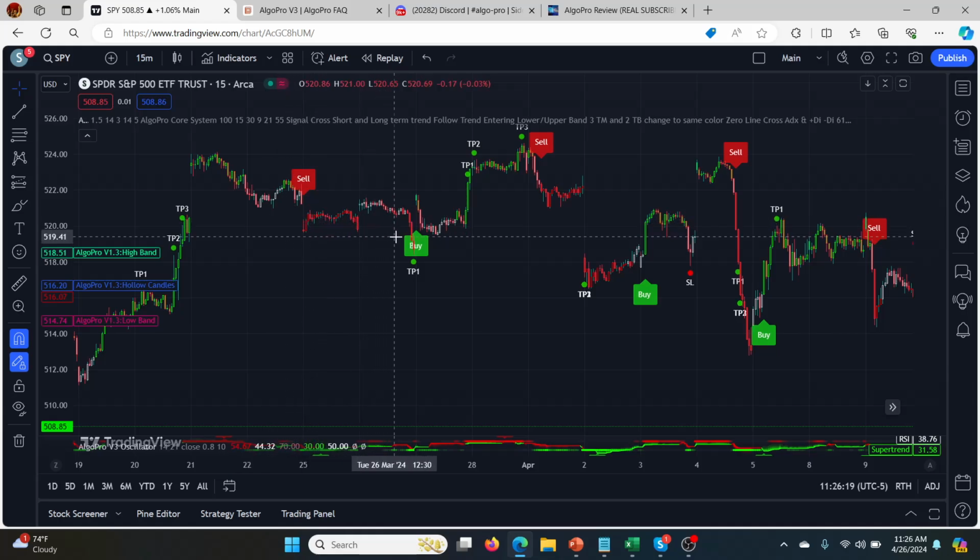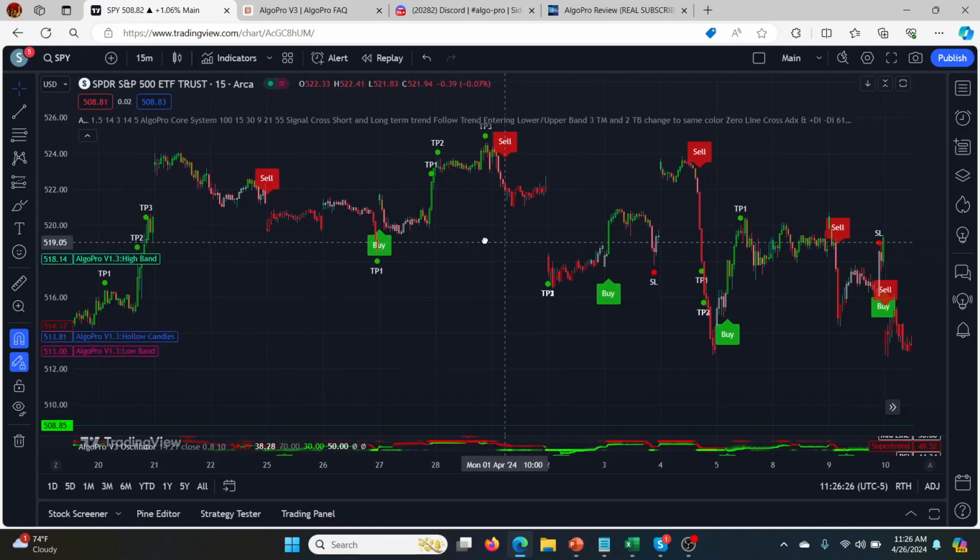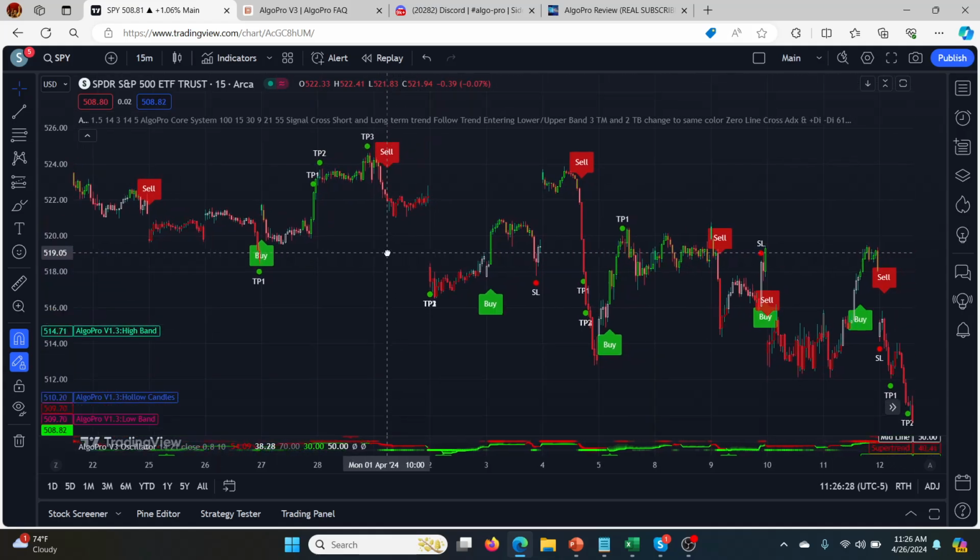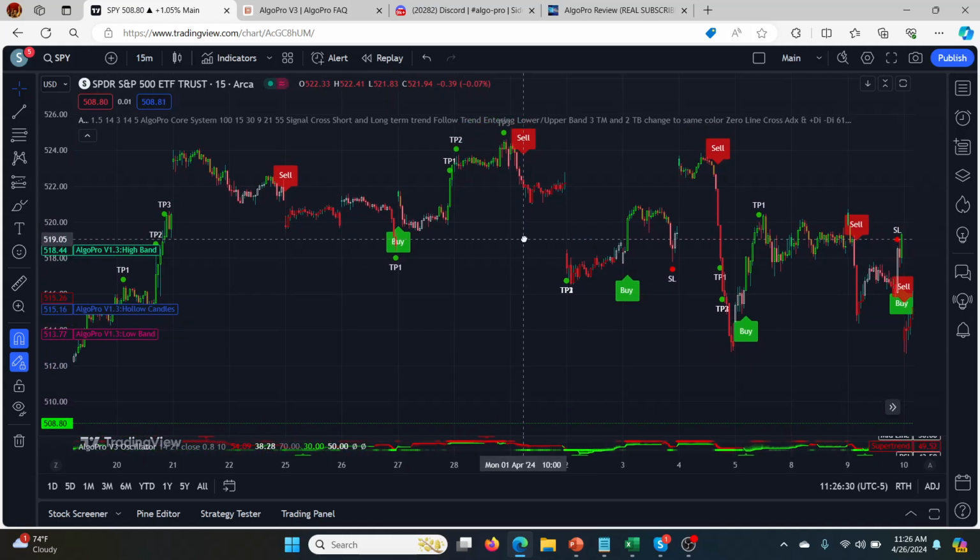I haven't changed the sensitivity or anything. I'm sure I could start to get better signals if I changed the multiplier, which a lot of people don't do, or maybe don't fully realize that they need to do that. But the other cool thing is the oscillator can help get rid of false signals.